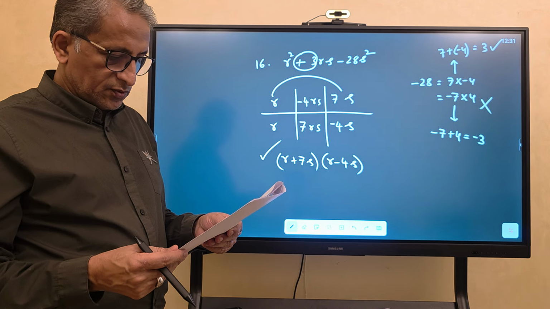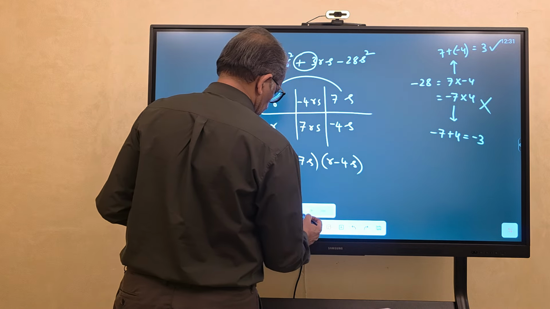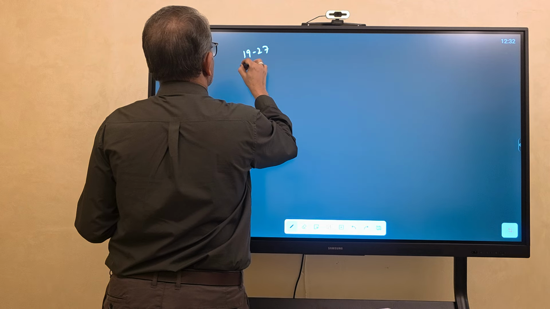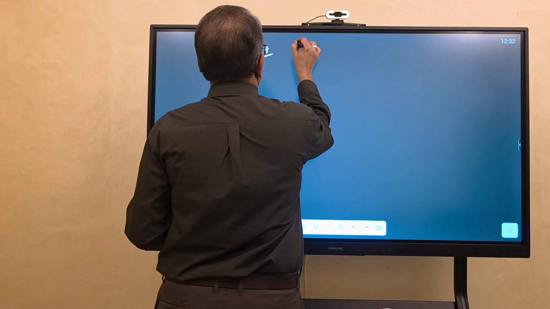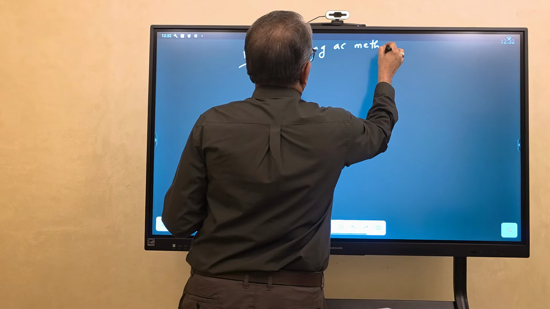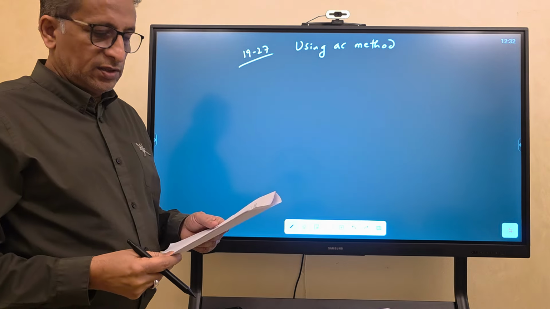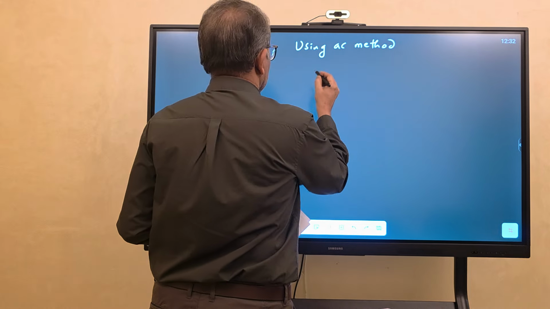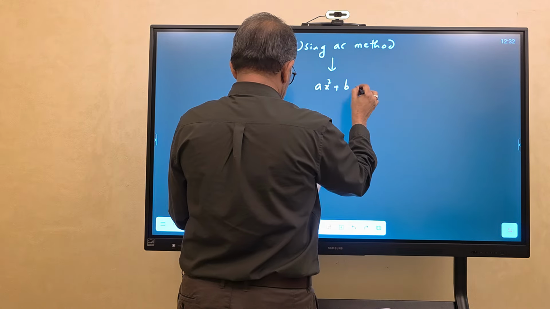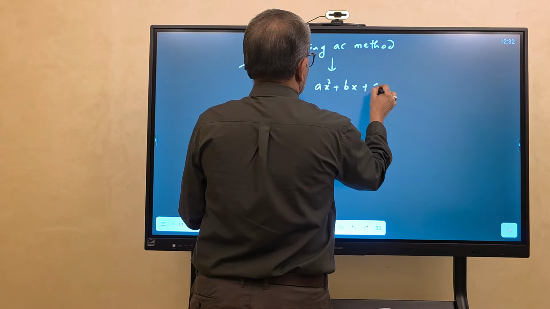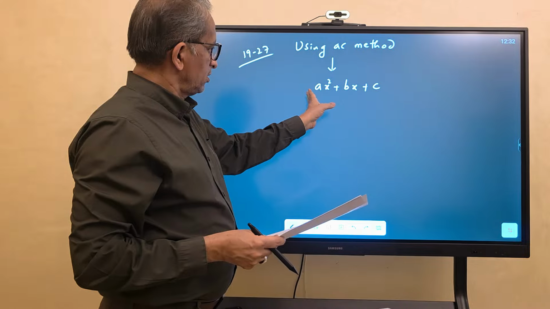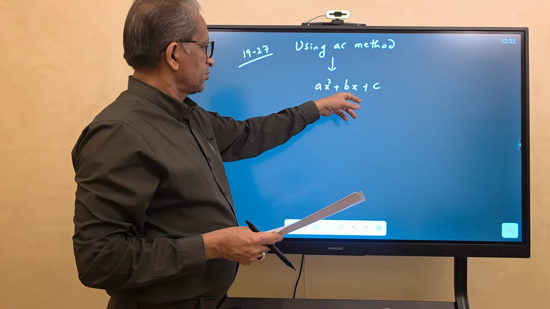Now coming to the last set of questions, 19 to 27. Here the method you are going to use is the AC method. I will tell you what this is and where this AC is coming from. Please remember, we write a quadratic like this: a trinomial, ax square plus bx plus c.